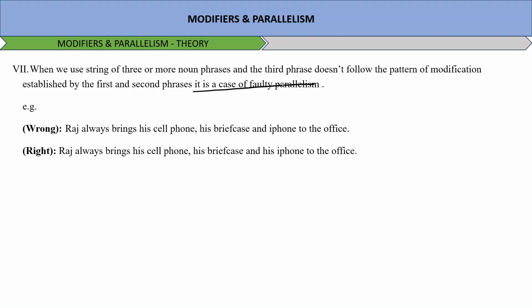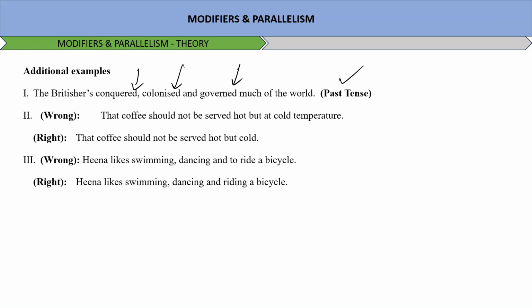Now some additional examples are: the Britishers conquered, colonized and governed much of the world. All the tenses are in past, you see. Conquered, colonized, governed. That coffee should not be served hot but at cold temperature. That coffee should not be served hot but cold. This is a way of writing an appropriate statement when there are two parallel things. Hina likes swimming, dancing and to ride a bicycle. No, it's incorrect. Hina likes swimming, dancing and riding a bicycle. This is how you will put things forward.